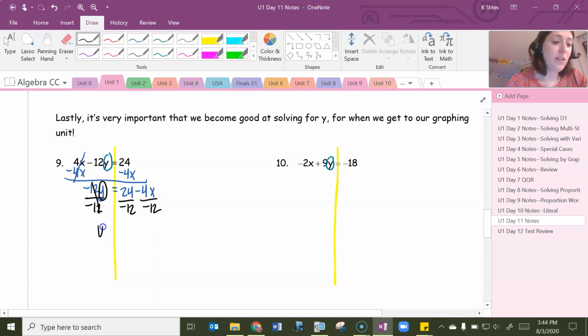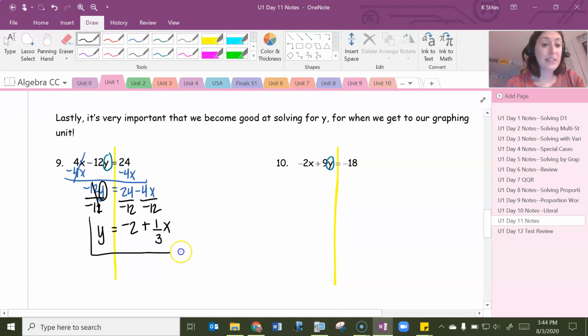Okay. 24 divided by negative 12 is negative 2. A negative divided by a negative will be a positive. And if you want, type this into your calculator. Make sure you can get a 1/3. That's what it'll be when you math rack it. Do not lose your x. Okay, and make sure you have a plus. It was a negative divided by a negative.